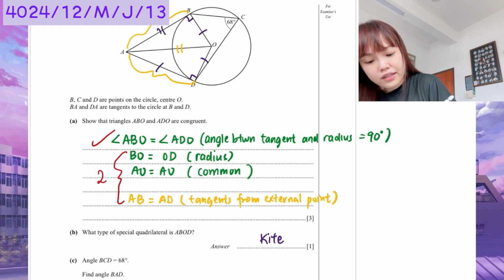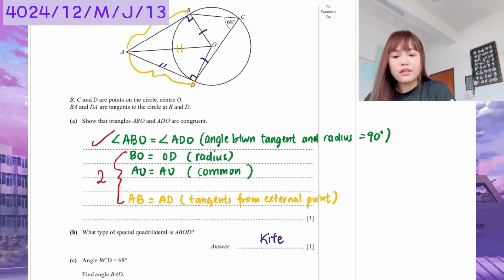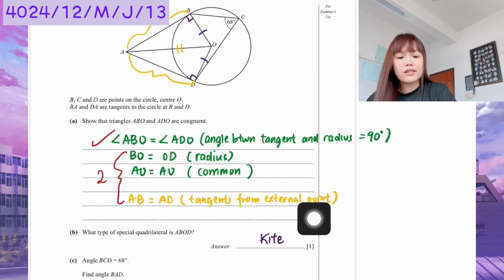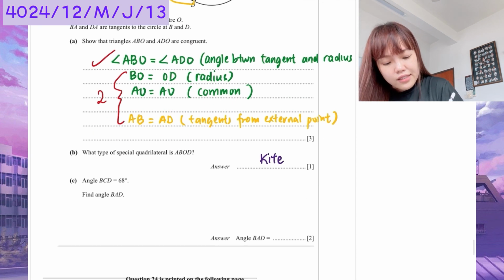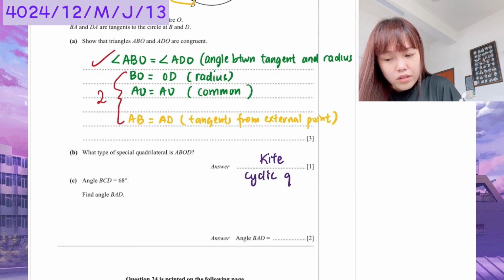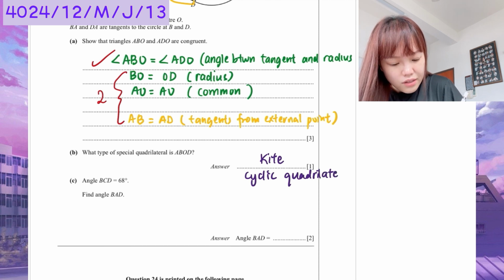Because of the same length here and the same length here. Okay, the 2 lengths here same, 2 lengths here same, so it's called kite. Okay, another answer is cyclic. Okay, I think there will be seldom of answers can be seen for cyclic quadrilateral.